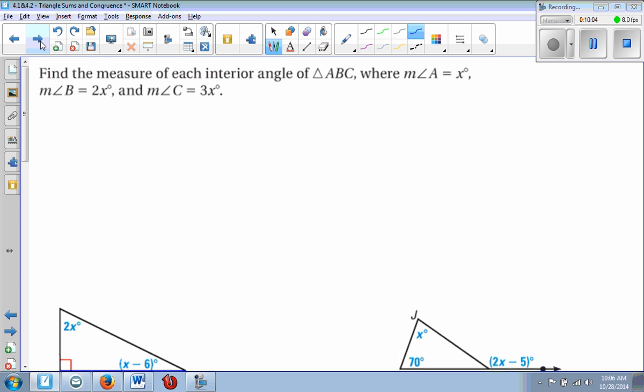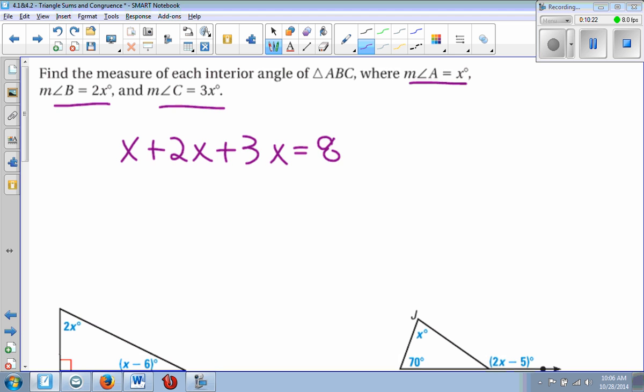So in the first problem, it says the measure of each interior angle is given as x, 2x, and 3x. What we know about the interior angles of a triangle is that the three of these have to add together to be 180. So all we're going to do is write an equation that says that. Those three angles added together are 180 degrees. Your job then is to solve that equation. Combining like terms gives you 6x equals 180, and that means that your x value is 30 degrees because you would divide both sides by 6.